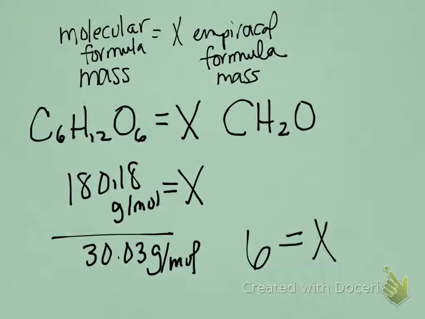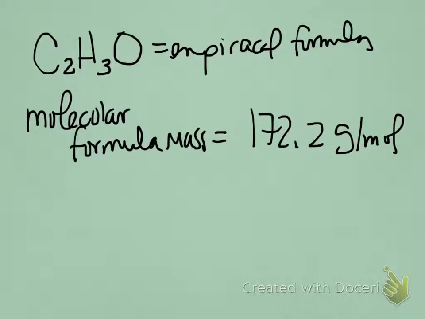The way these problems usually come to you, you're given an empirical formula, you're given a molecular formula mass. You have to figure out the molecular formula. So let's do an example together. Okay. We're told that it's got an empirical formula of C2H3O. We're told it has a molecular formula mass of 172.2 grams per mole. What we want to know is, what's the molecular formula?